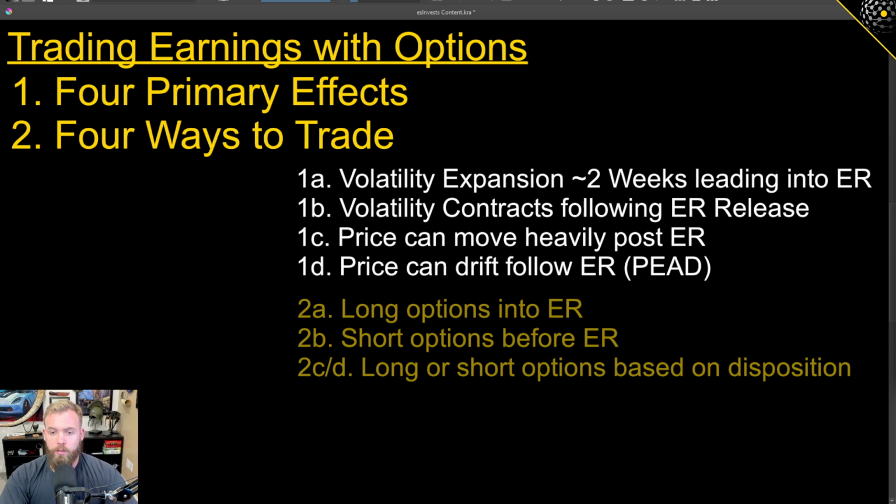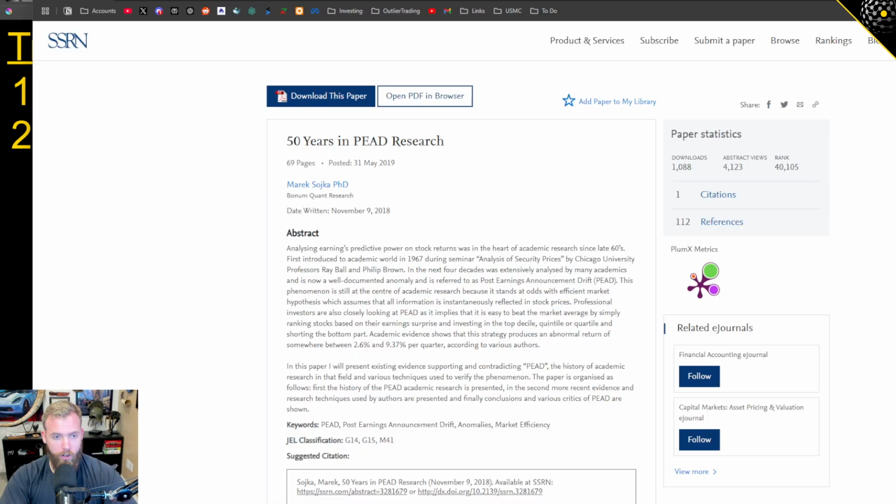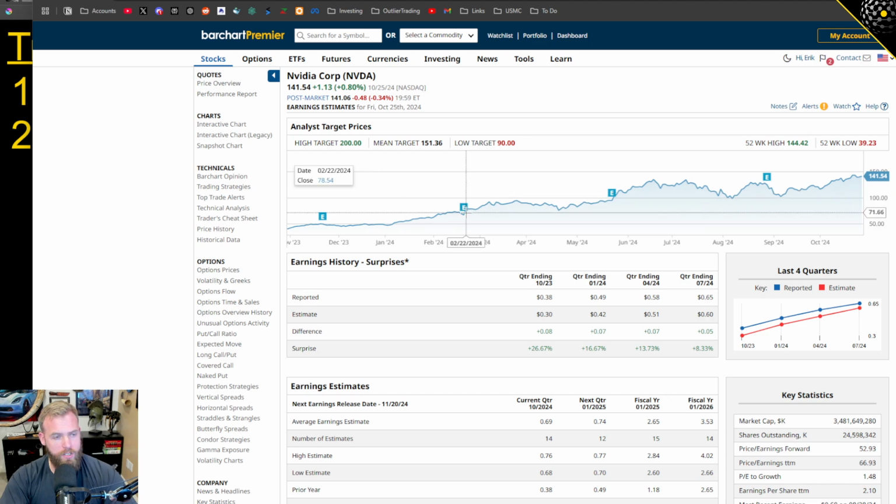Now, to trade something like post-earnings announcement drift, we tend to wait until after the earnings release has occurred. So in this instance, if we go back to take a look at this, we wouldn't necessarily want to trade the post-earnings announcement drift before the earnings release, because you're kind of taking a risk that you don't really know which way it's going to go yet. And then you're building a position that's predicated on certain conditions that may or may not happen.